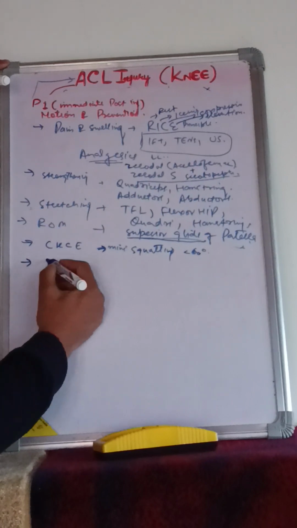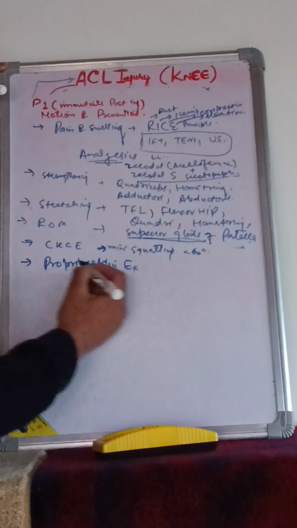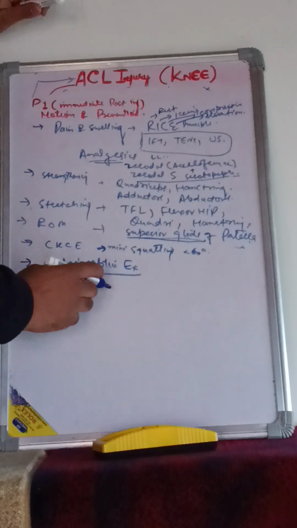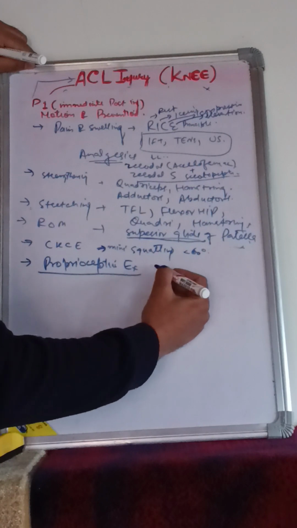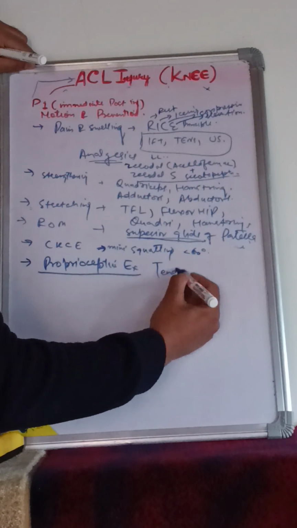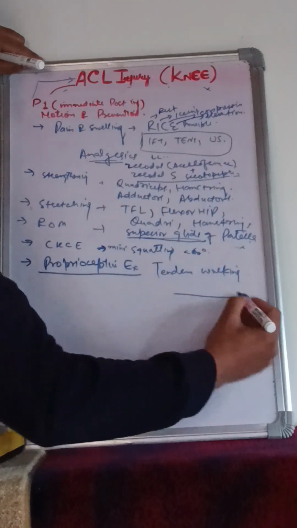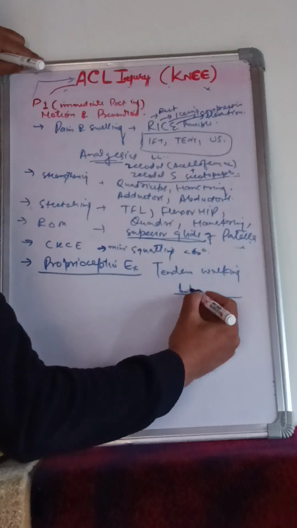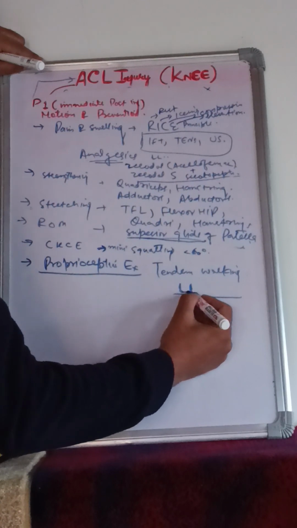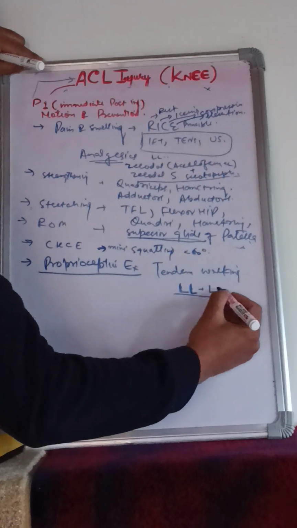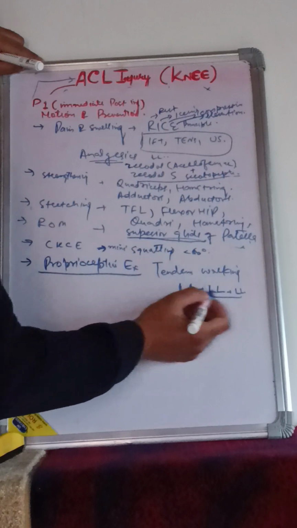Also, you have to go for the proprioceptive exercises. What is proprioception? Proprioception is the awareness of your body parts without having to look at them. Proprioceptive exercises which you will do at your home: I will tell you tandem walking. What is tandem walking? Tandem walking is walking in a straight line, but in such a manner that the heel of one foot touches the toes of the other foot. Heel touches the toes. This is tandem walking, in a straight line.